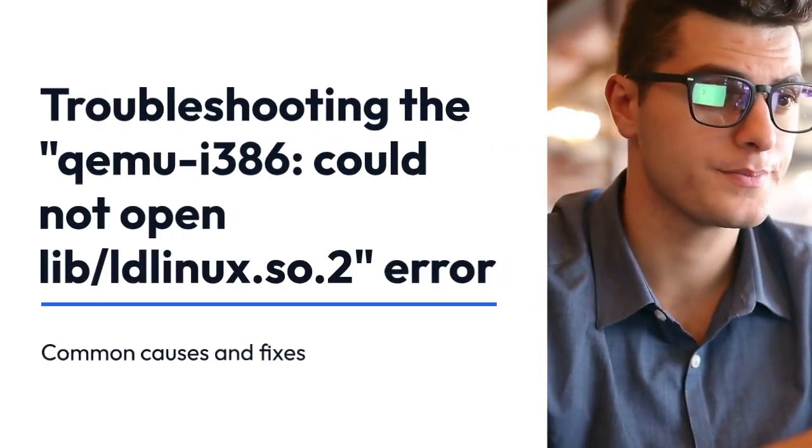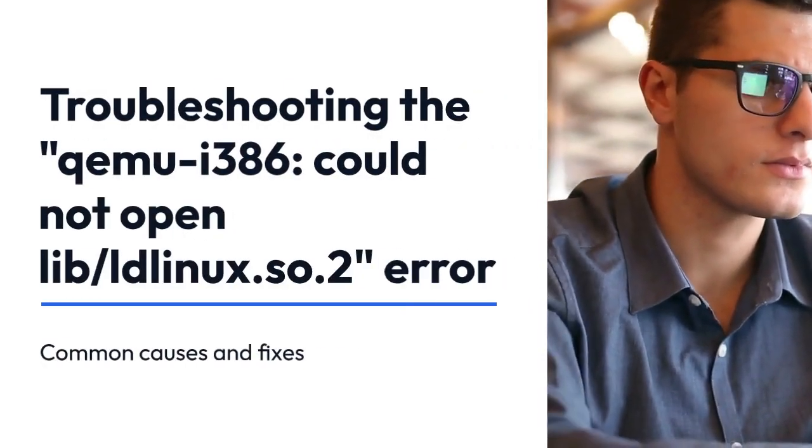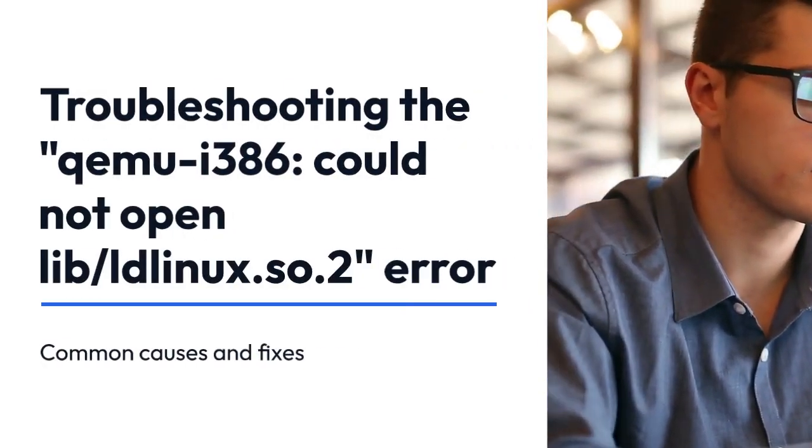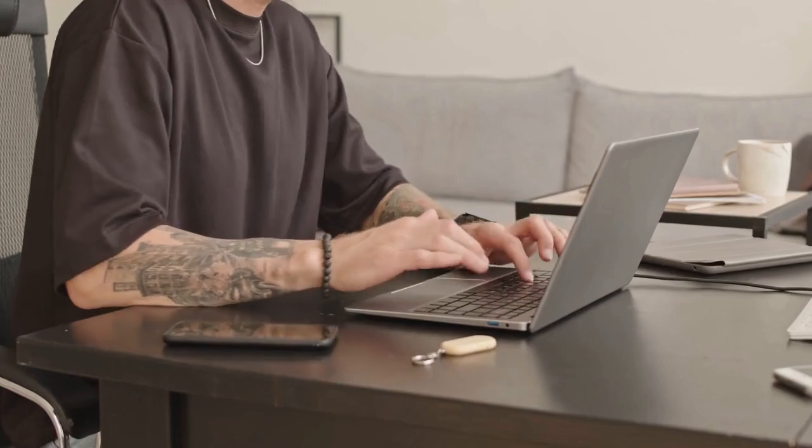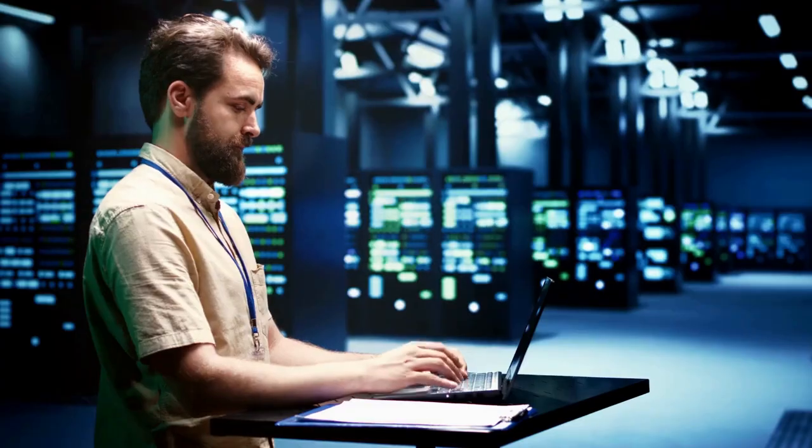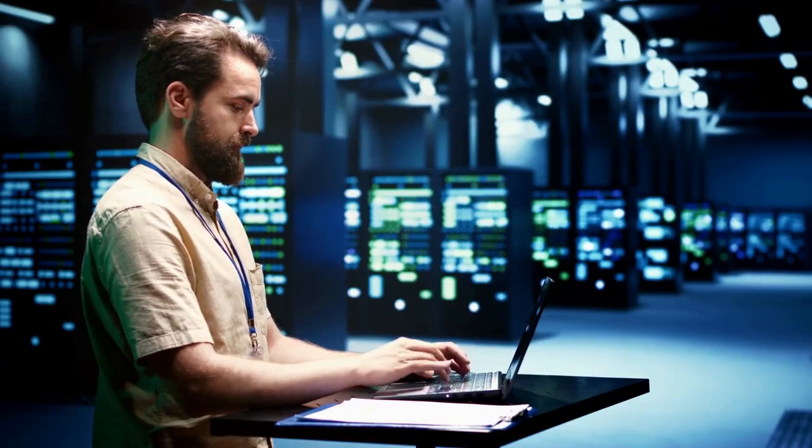We're troubleshooting the QEMU i386 "could not open ld-linux.so.2" error. This error typically pops up when you're trying to run a Linux kernel image using QEMU's i386 architecture emulation and it can't find a crucial library file. Let's go through the common causes and fixes.